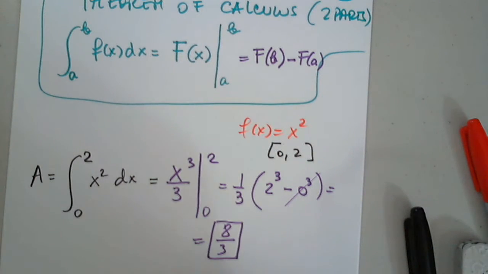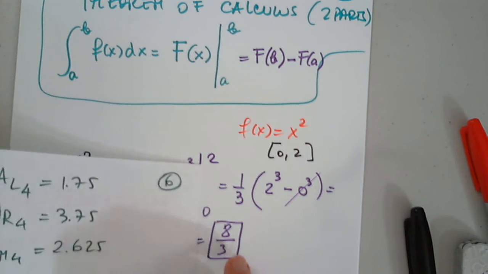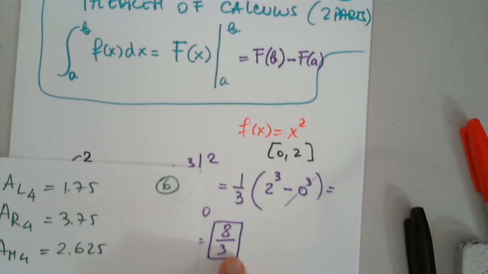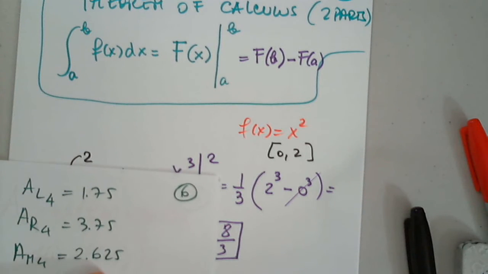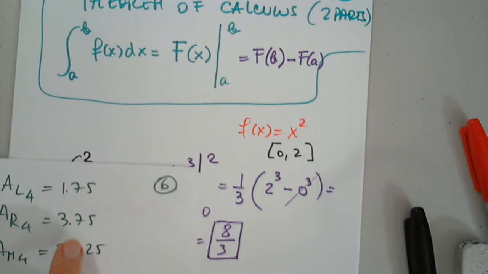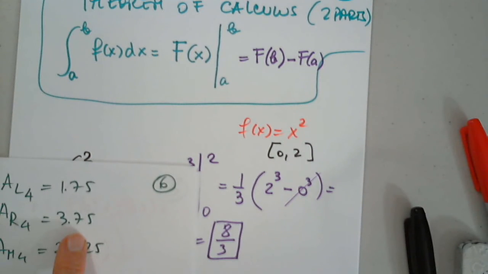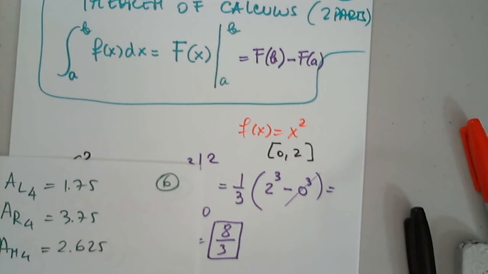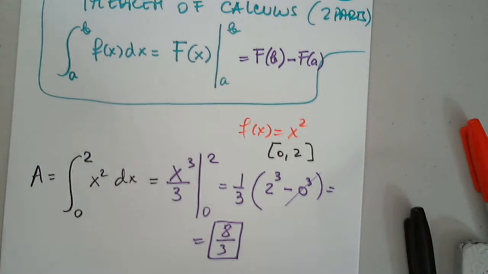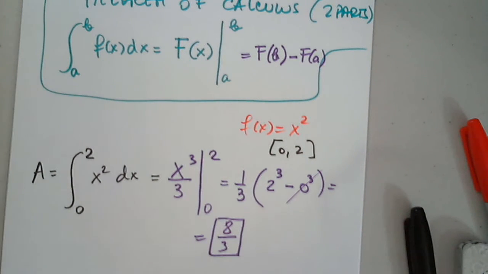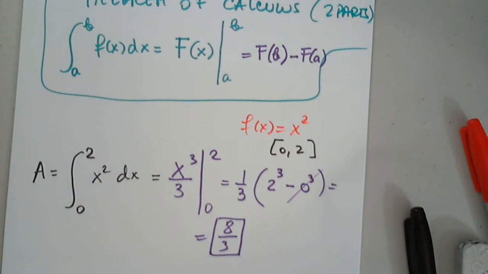We had three numbers right here. 8 divided by 3 is 2 point something. That's why the midpoint was the best. The rightmost point was the furthest away, and 1.75 was better. So this is the midpoint. You have all three methods. You can use the one that you want for the left, right, or mid when you're asked to do that. But when you're asked to find the exact area, we will evaluate definite integrals.